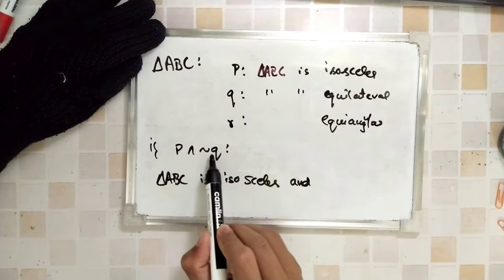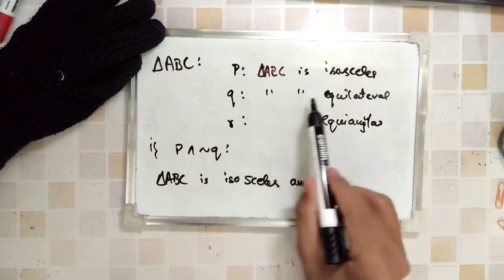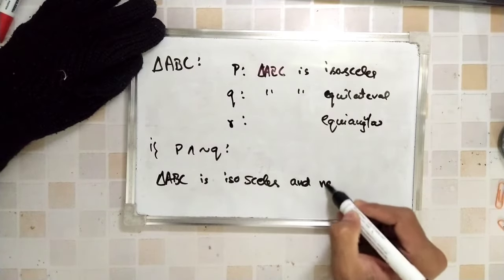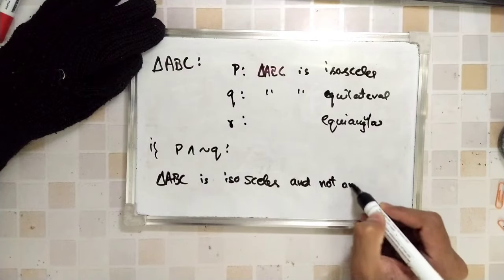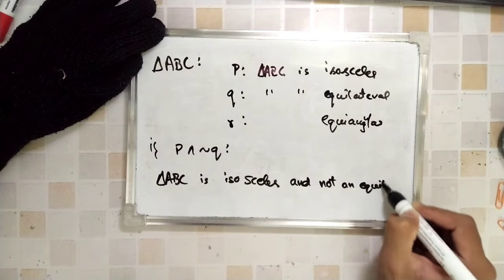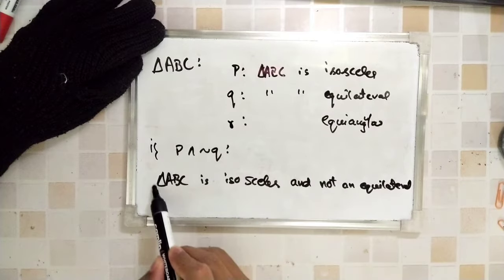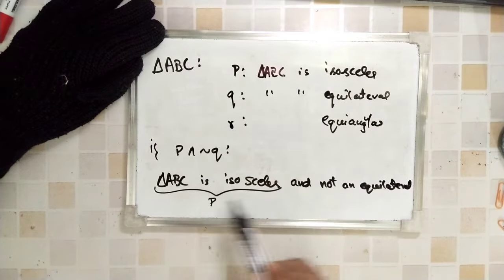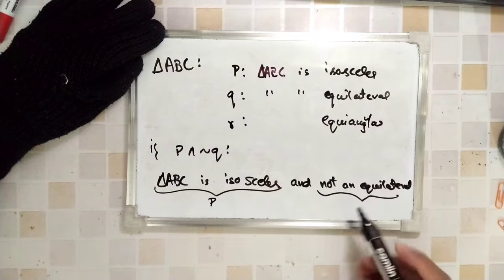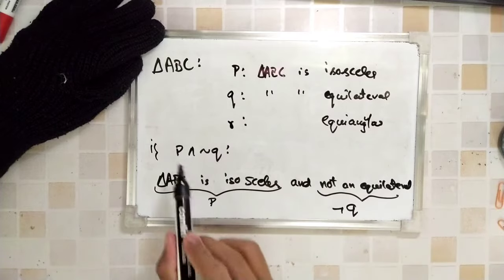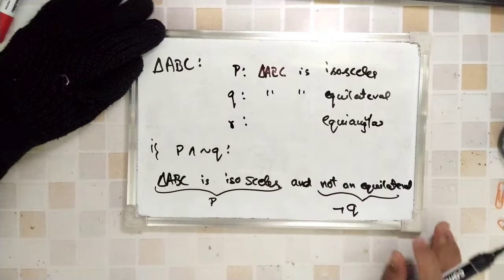Okay, so negation Q means ulta, opposite of this. Triangle ABC is equilateral, so I will write it is not an equilateral. I hope you understood this, right? So this thing is P and this thing is negation of Q. This is what they have asked here that I have written in English.